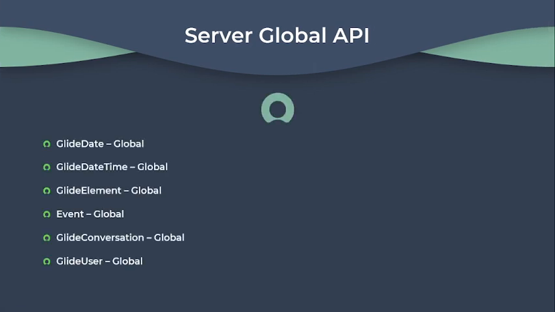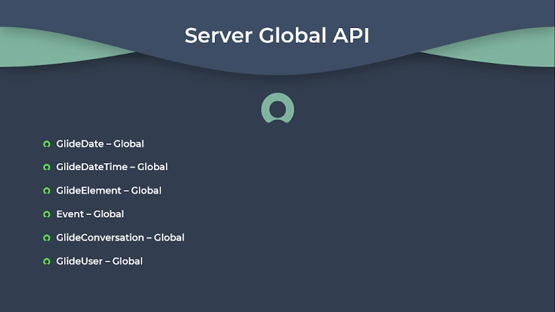Then server global APIs. The server global APIs include GlideDate, GlideDateTime, GlideElement, Event, GlideConversation, and GlideUser. So let's start with GlideDate. The GlideDate class provides methods for performing operations on GlideDate objects, such as instantiating GlideDate objects or working with GlideDate fields.